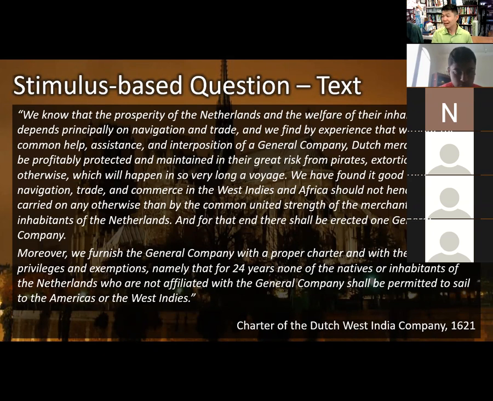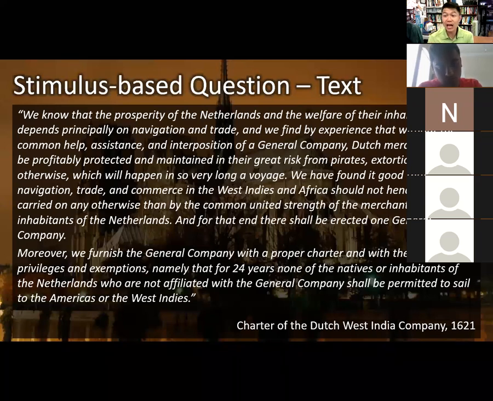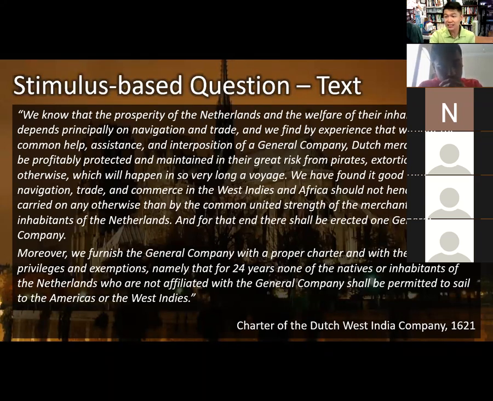The first thing that I ask with the stimulus-based multiple choice questions is, at its core, what do you know? So even just looking at this prompt, you go, I see Netherlands, and then I see Charter, Dutch East India Company. When you see this in a stimulus-based multiple choice question, regardless of what is actually written here, you have to be able to set the context.